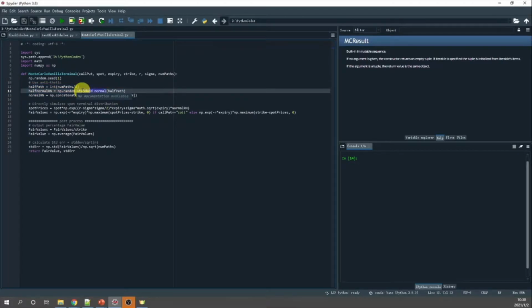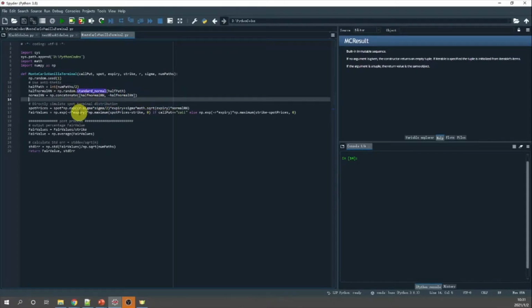For example, if number of paths is 1024, I will generate 512 paths using the random number generator. The next 512 will be just the negative of the first half. The reason I can generate this way is we know the standard normal distribution is symmetric, so this trick will help to generate more accurate random numbers. Technically, this is called variance reduction.